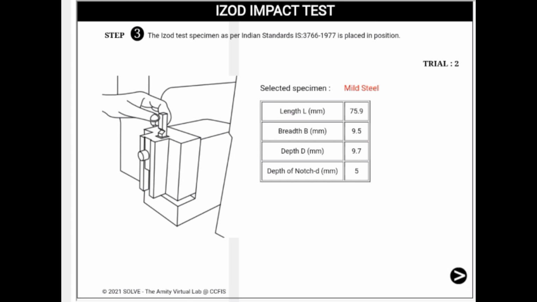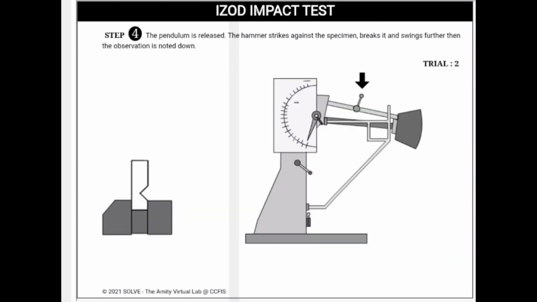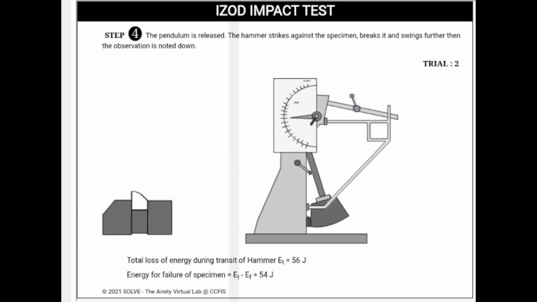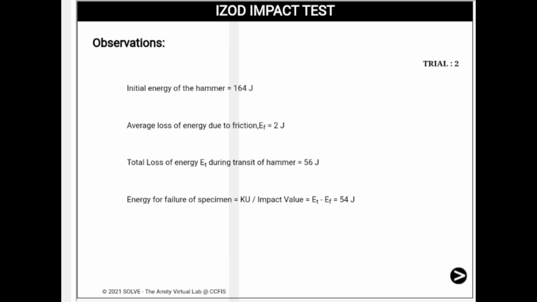Before the test, we should measure all the specimens that we are going to use. So we are going to release for the second trial, and the total loss of energy during the transit of the hammer is 56 joule, and the energy for failure of the specimen is 54 joule. And these are the observations: 164 joule is the initial energy, 2 joule, 56 joule, and 54 joule.